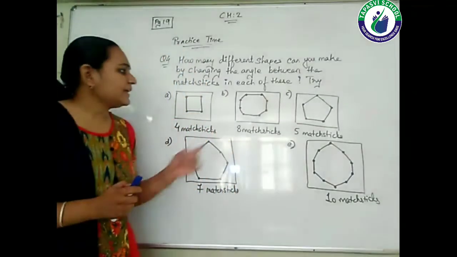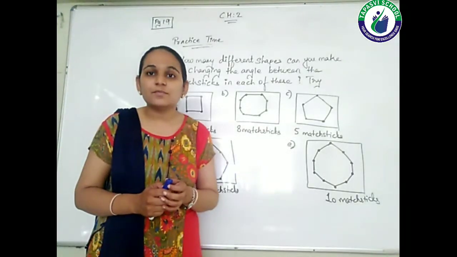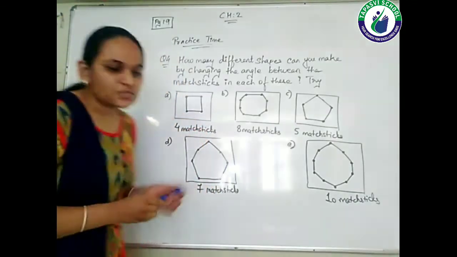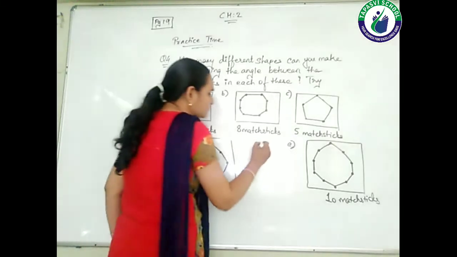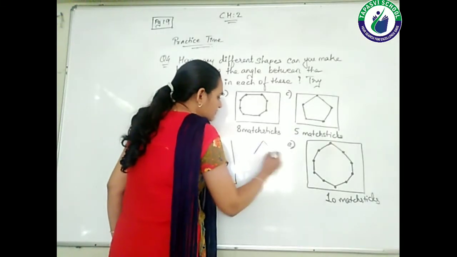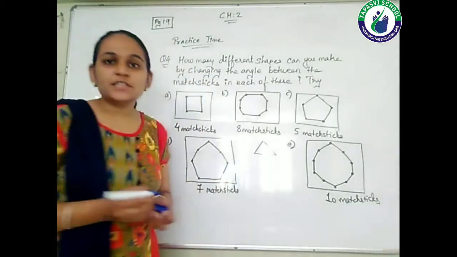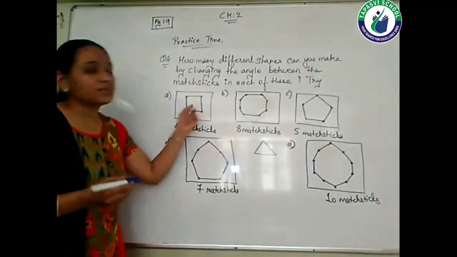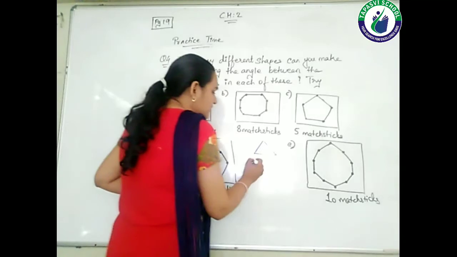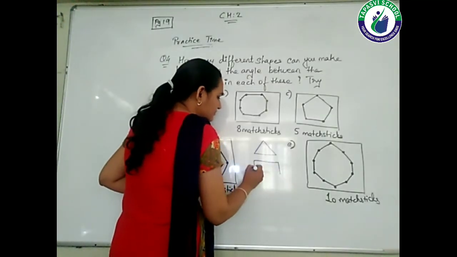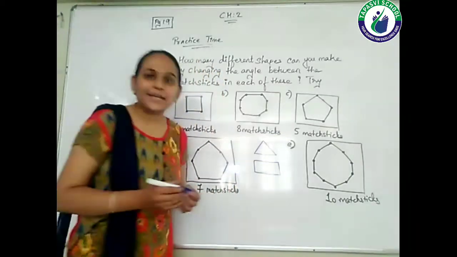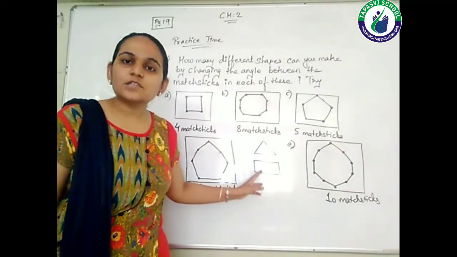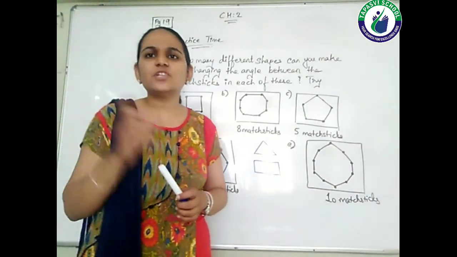So I think we can make one figure, that is a triangle, by changing the angle, and by changing the matchsticks also we can form a triangle. So I am drawing a triangle over here. I can make a triangle, students. What else can I make? I can make a rectangle also. See, this is a square, so I can make a rectangle. Even you can make different types of hexagon also, even pentagon also, just by changing the angles between them.